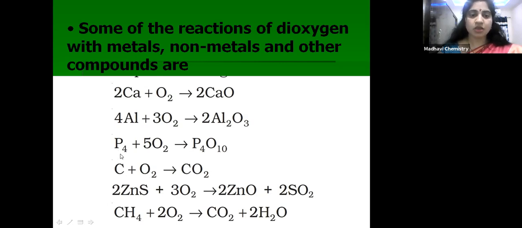These two reactions are the reaction of oxygen with metals, and these two are the reaction of oxygen with non-metals. Now, not only with metals and non-metals, it also reacts with some compounds. For example, zinc sulfide reacts with oxygen to give zinc oxide and sulfur dioxide. When oxygen reacts with methane, CH4, it gives carbon dioxide and H2O. So from these reactions we understand that oxygen can react with metals, non-metals and other compounds, except noble metals and some noble gases, right children?